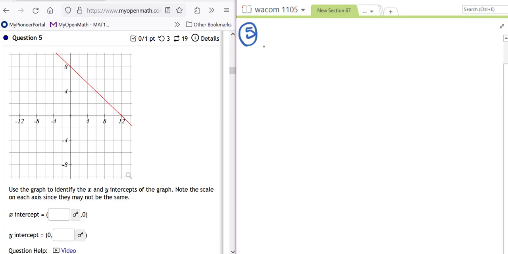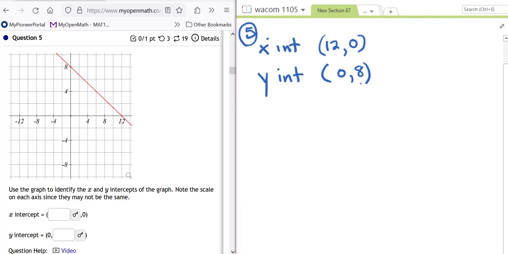And so it will be 12, 0. You always have 0 in the opposite one when you're getting them to land on the axes, right? Your y-intercept is the point where the graph crosses the y-axis, and so it is this 8, but your x is 0. And there's our answers.